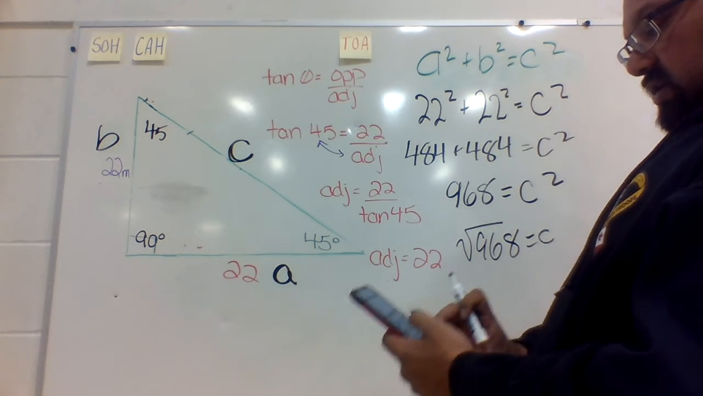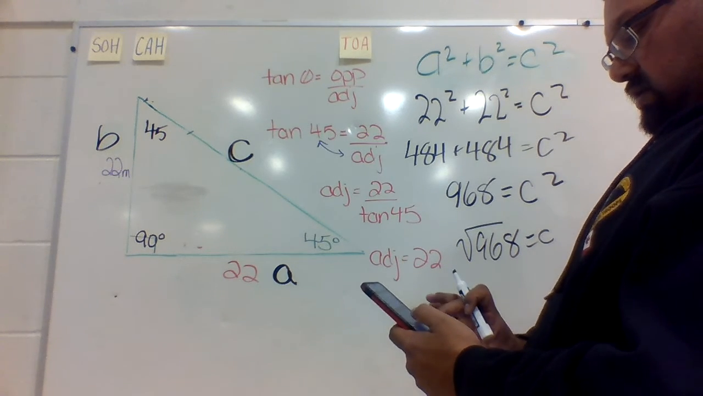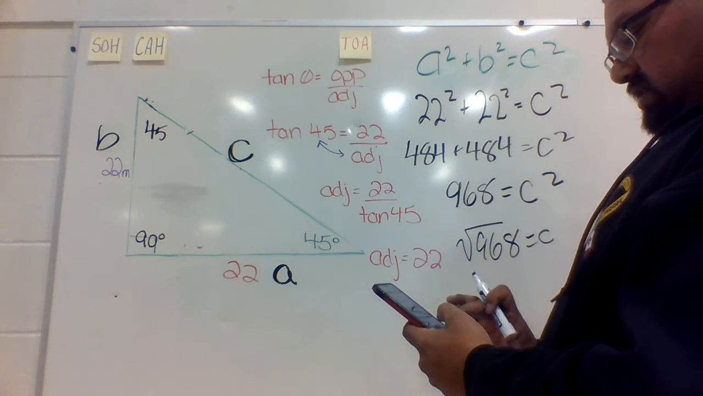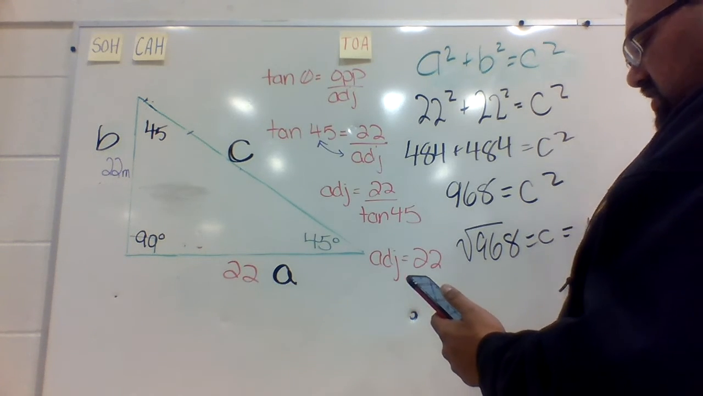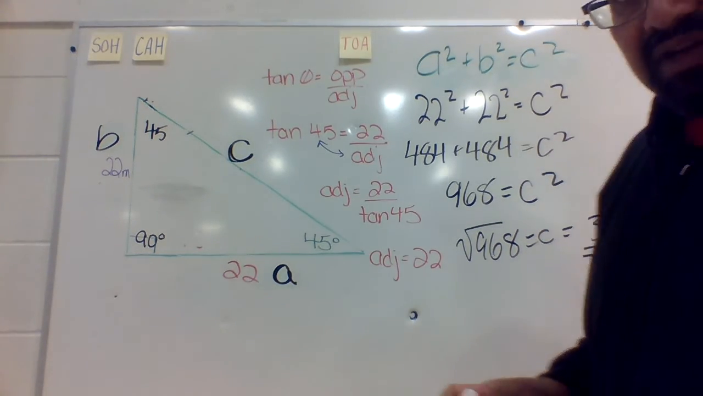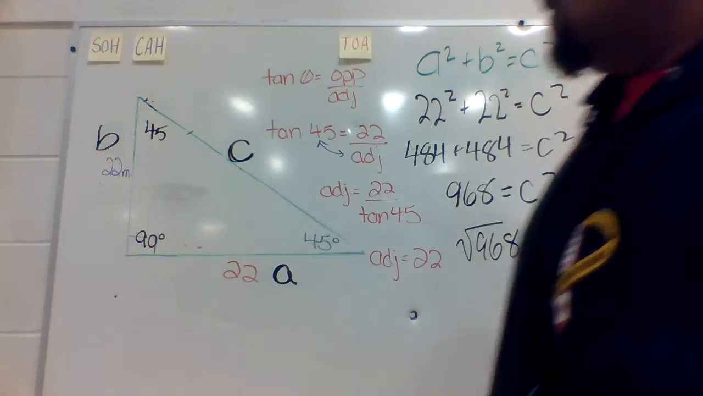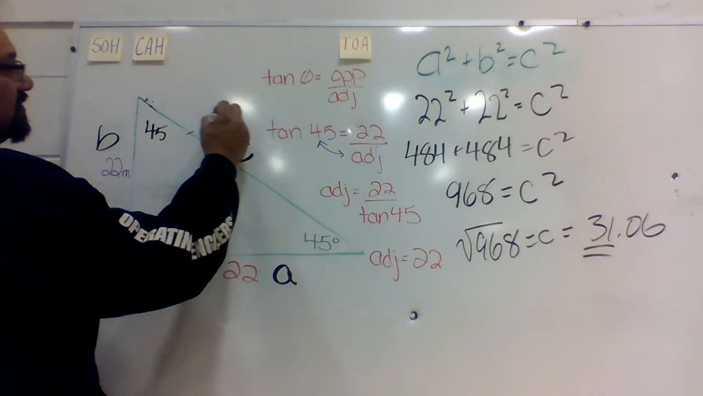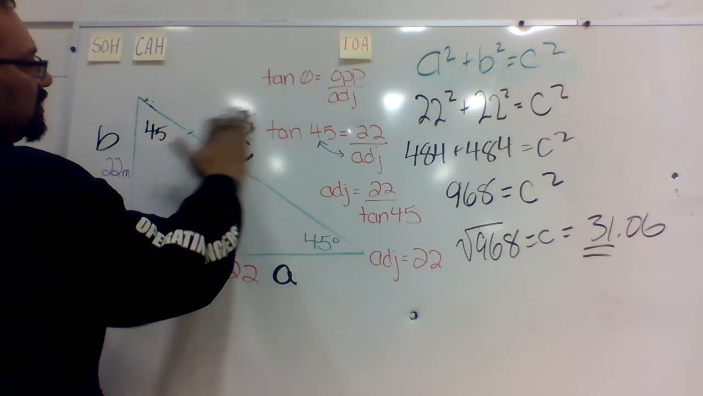How does that work on my calculator? So the square root of 968. My calculator gives me 31.06, 2 decimal spots. I'm going to stop it at 31. Therefore, if this side is 22, this side is 22, this side is 31.